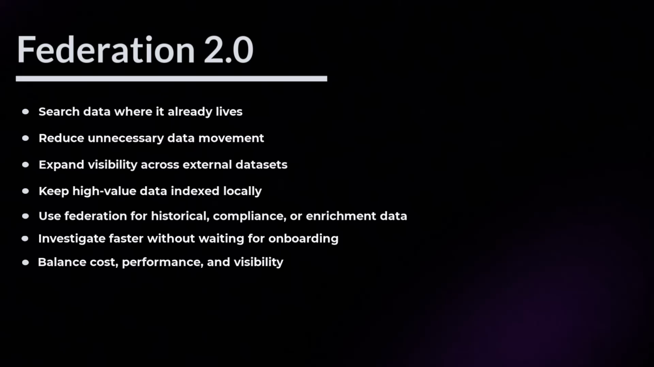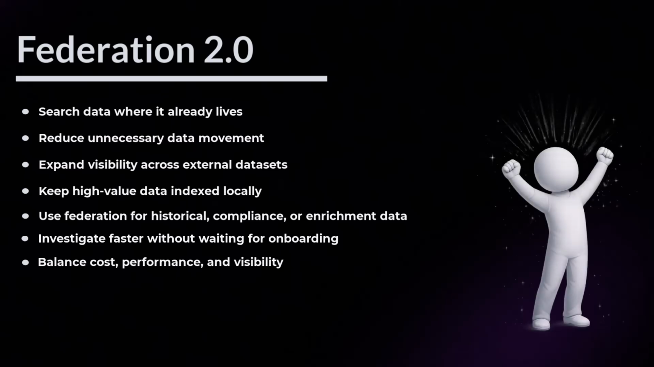Instead of waiting for onboarding, indexing, or duplication, teams can query external datasets directly and bring the results into the investigation when needed. This creates a smarter operating model. High-value, frequently used data can still be indexed locally for performance and real-time alerting, while historical, compliance, or enrichment data can remain external and searchable through federation. Federated search helps organizations shift from a data movement strategy to a data access strategy. The real value is simple. Keep data where it makes sense, search it when it matters, and bring insights back into Splunk where teams can act.